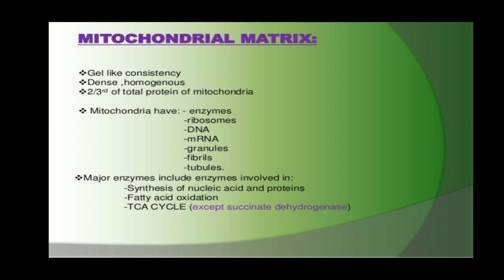And the TCA cycle. The TCA cycle is the Krebs cycle, right? In this cycle, ATP and NADH2 molecules get generated. And these are biochemical reactions, so they need enzymes, and these enzymes also exist in the mitochondrial matrix. Except for succinate dehydrogenase, all the remaining enzymes are present inside this matrix and are synthesized inside the matrix also.